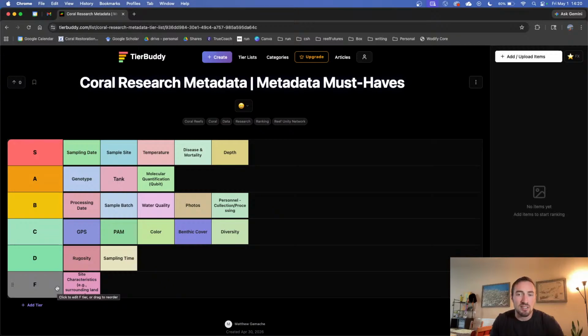But our goal here was essentially, if I were to have to go and do a research project tomorrow in the field or in tanks, here are the things I would want to be keeping track of, regardless of the question. I need to know the sampling date, where I collected things from, temperature, because with corals, temperature is everything. The health of the corals, essentially, and depth, pretty similar to sample site. Instead of flat and long, it's up and down. Important to keep track of.